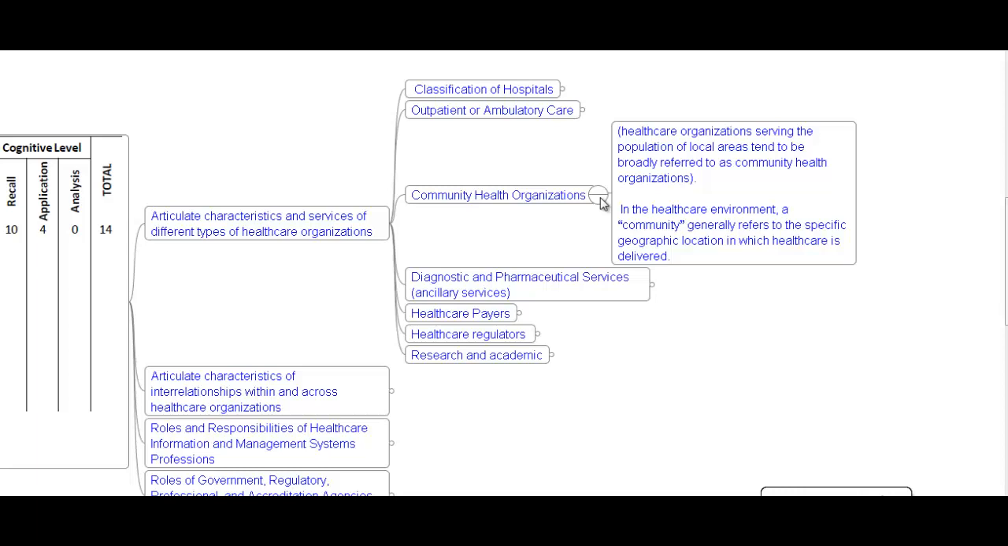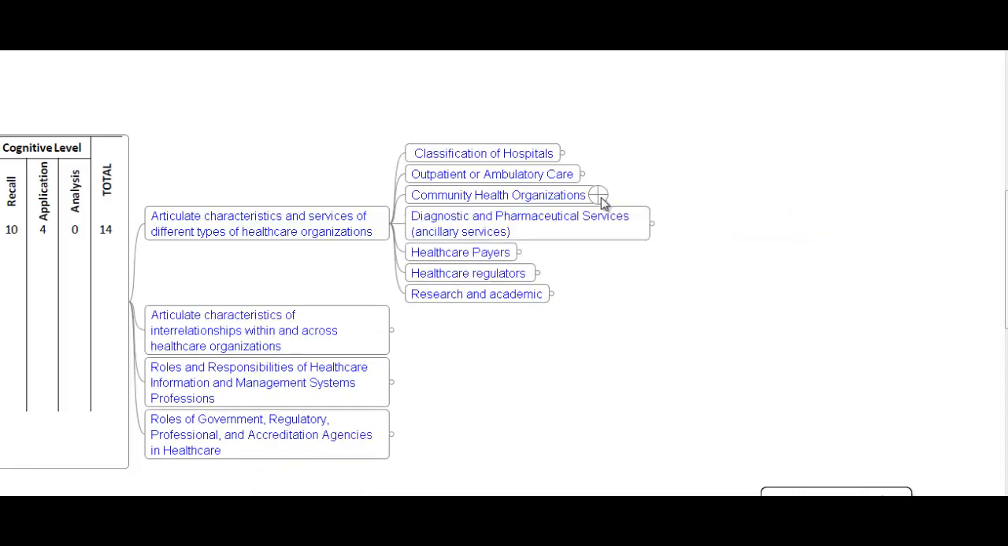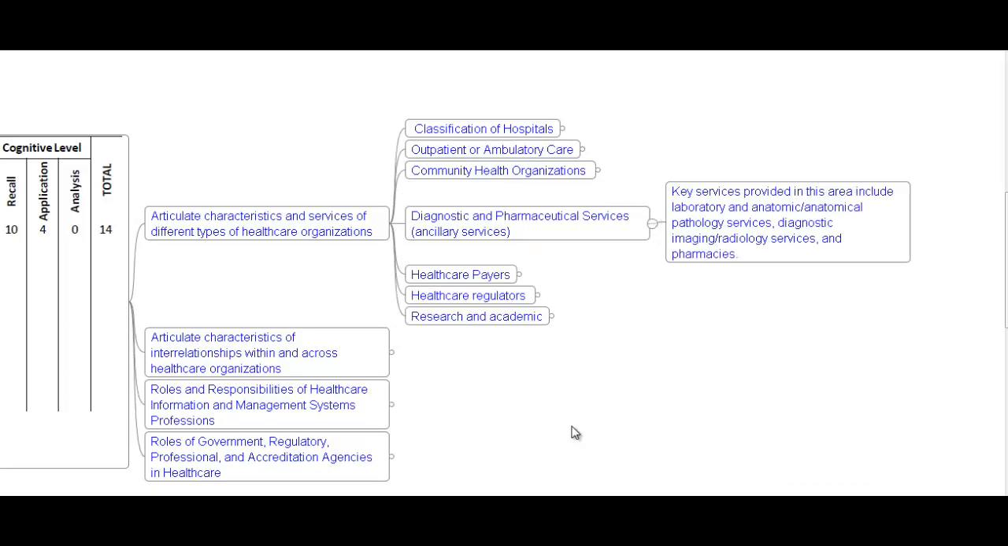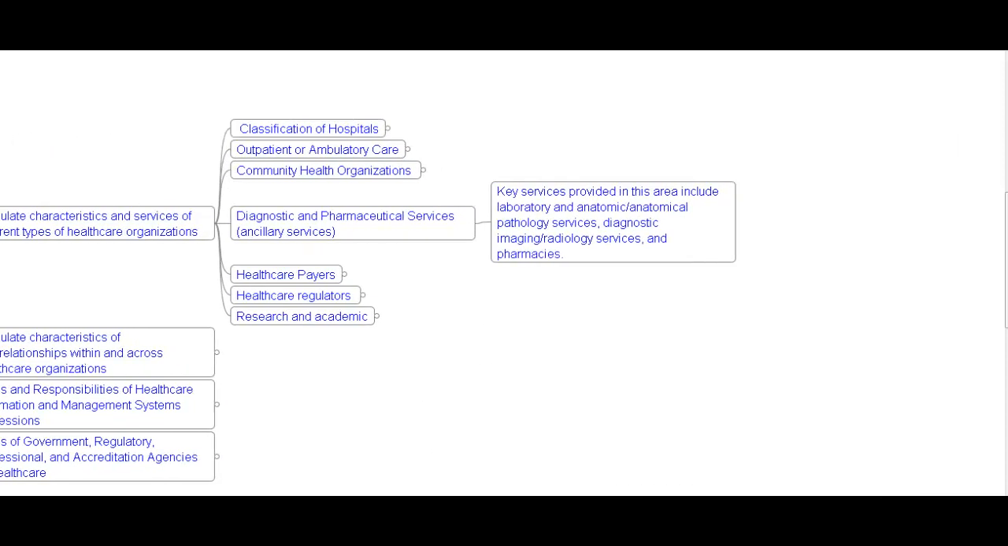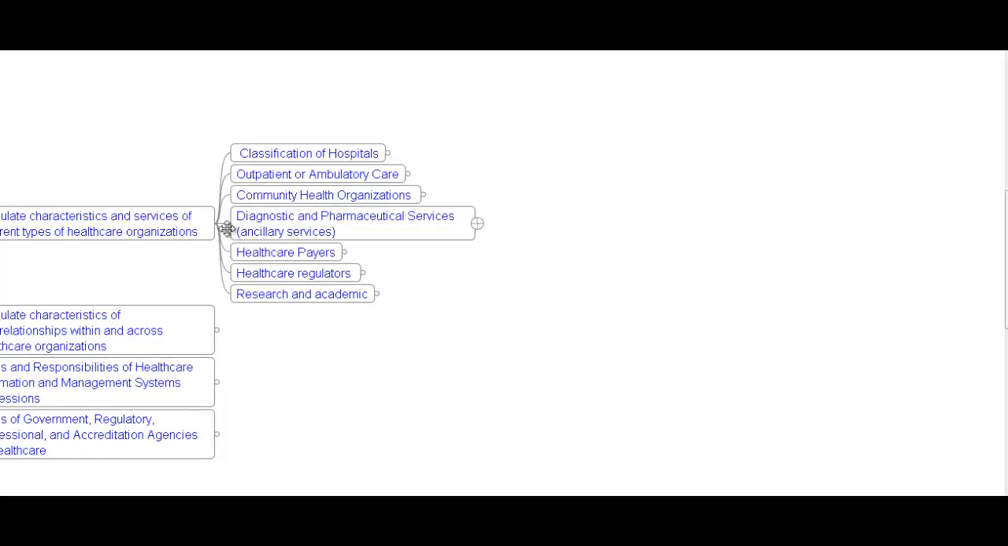Now we'll see the next topic. Diagnostic and pharmaceutical services, also known as ancillary services. Key services provided in this area include laboratory, anatomic and anatomical pathology services, diagnostic imaging, radiology services, and pharmacies. Now we'll see the next.